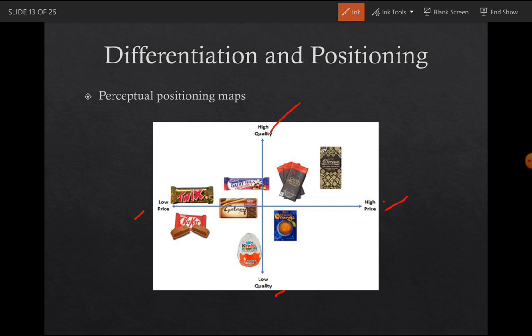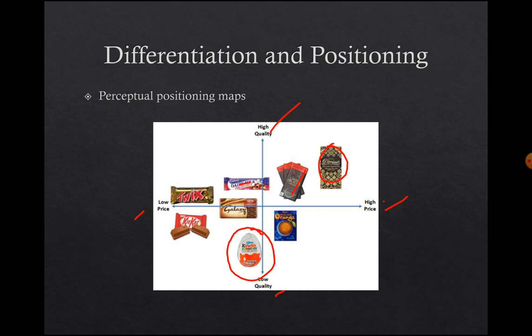So according to this perceptual positioning map, different chocolates have been compared, and you see that this brand over here is positioned as quite expensive as well as of quite high quality. Then Dairy Milk and Galaxy are of low price, but Galaxy is of average quality, and Dairy Milk is of a little higher quality. Twix is absolutely low price but average quality, along with the Kit Kat. What's odd over here is that this one has more or less an average price, right? But it is absolutely low quality, right?